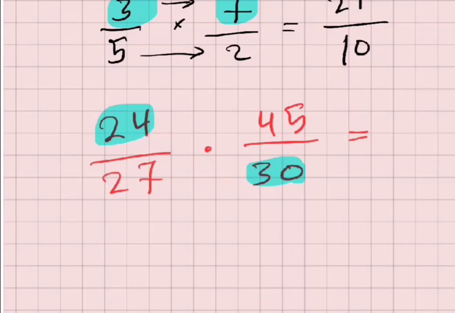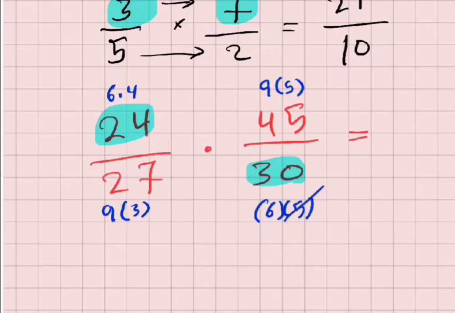For instance, 24 is basically 6 times 4. 27 is 9 times 3. 45 is 9 times 5. And 30 is 6 times 5. You want to break it in such a way that you can cancel some numbers. Here we can cancel a 5 because we have one on top and the other on the bottom. The same is true for the 9. And we can cancel a 6. So therefore, the final answer is 4/3.